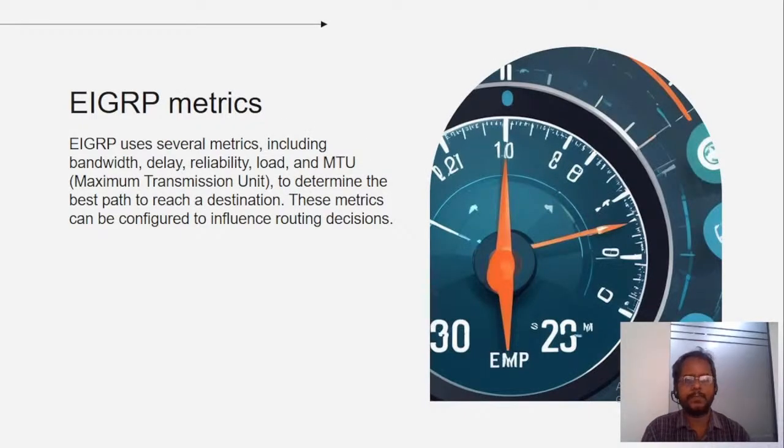Now, what are the EIGRP metrics? EIGRP uses several metrics including bandwidth, delay, reliability, load, and MTU. Now these are the K values, but it uses mainly bandwidth, and in some cases delay also, because it has a composite metric of bandwidth and delay. By default, it uses the lowest bandwidth along the path, not the highest. These metrics can be configured to influence the routing decision and to do traffic engineering, that is, path selection. These metrics can be manipulated.